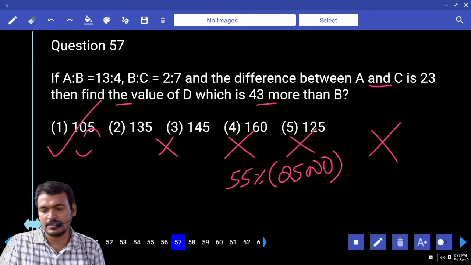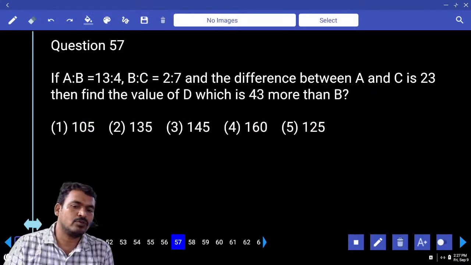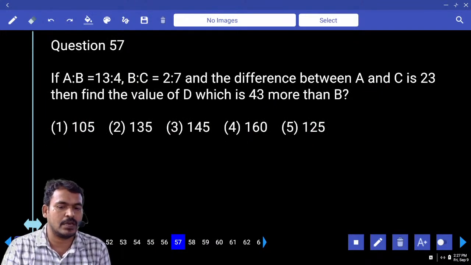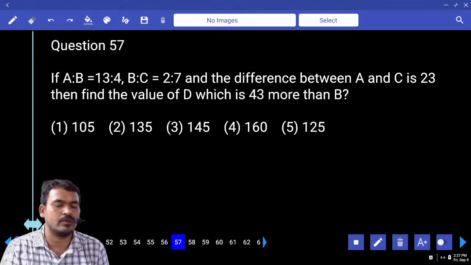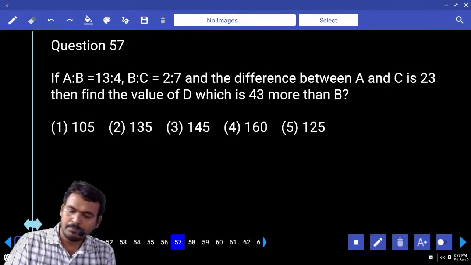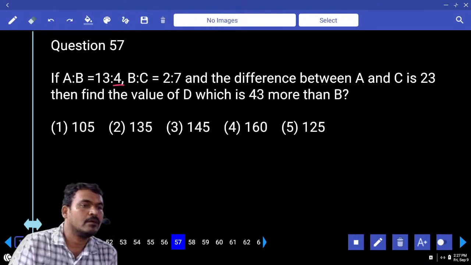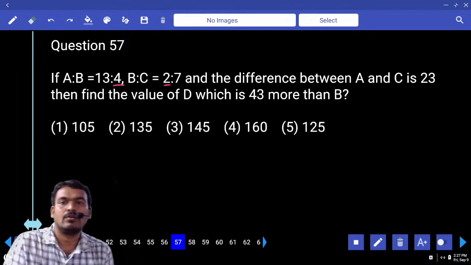Question 57. A is to B, 13 is to 4, and B is to C, 2 is to 7. And the difference between A and C is how much? 23. Then the value of D, which is 40 more than which one? B, or not? What is the B value in the first one? How many parts? 4 parts. Second one? 2 parts, or not?